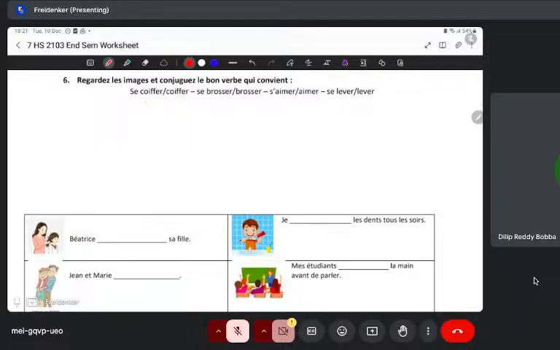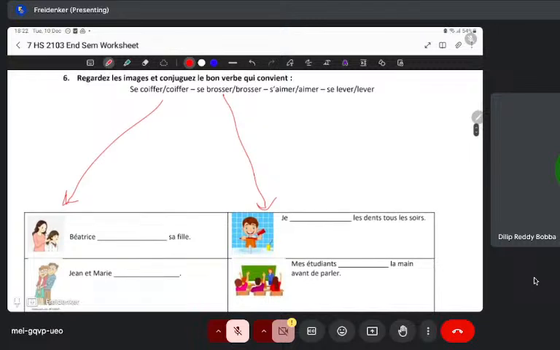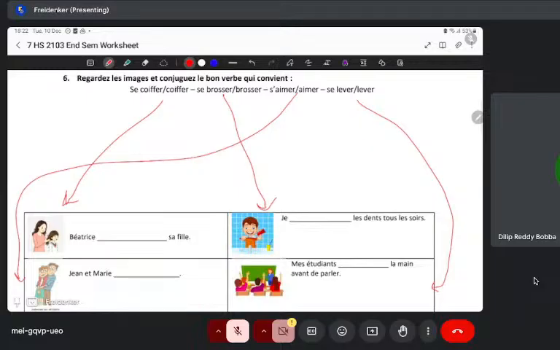So this will be related to the first picture, but we'll have to decide which one. Brosser is to brush, so this will be related to this picture. Aimer is to love, and obviously this will be related to this picture. And lever literally means to raise. So if you know that this will come here, and se lever means to raise yourself. So contextually it means to get up from bed. So now we'll decide which one is which one.